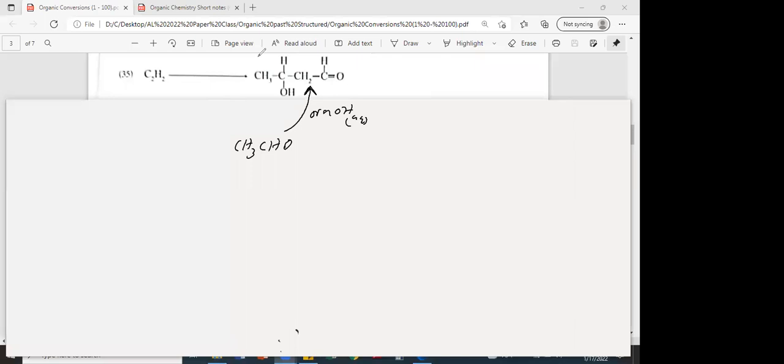Right, then how to convert this into this? How to convert alkyne into acetaldehyde? You can use Hg2+, dilute H2SO4, HgSO4 or H+, dilute H2SO4. Right, like this.